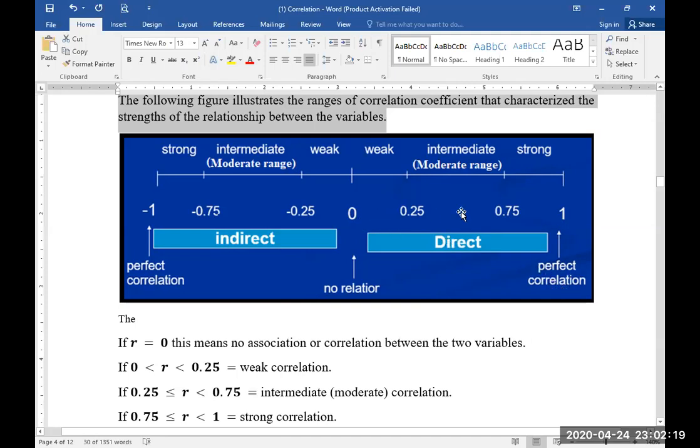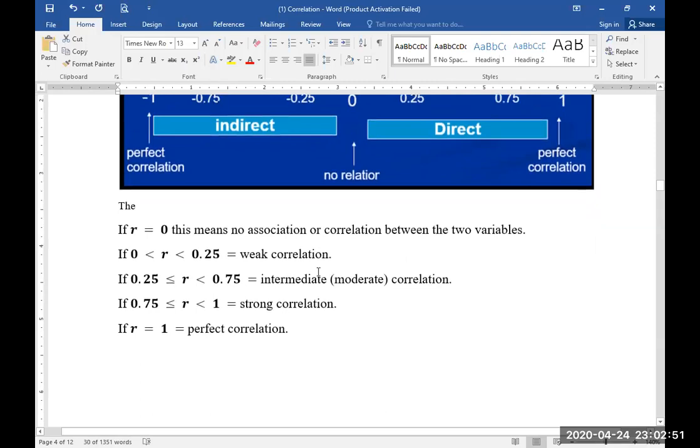The ranges of the correlation are the same on the right side and the left side, but there is a difference in sign. The sign difference shows the direction of the association between the variables. The right side, with positive numbers, characterizes the direct relationship between the variables. On the other hand, the left side shows the indirect relationship. The figure's values or ranges are also described here.